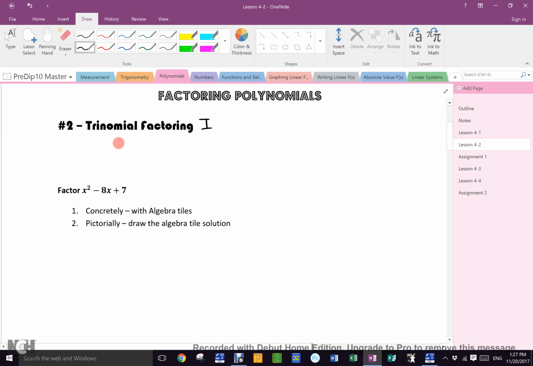This one is trinomials that look as such: x squared plus or minus some coefficient with an x plus or minus a constant. Okay? Please notice that there is no coefficient out here. All right? This is what we are doing first.